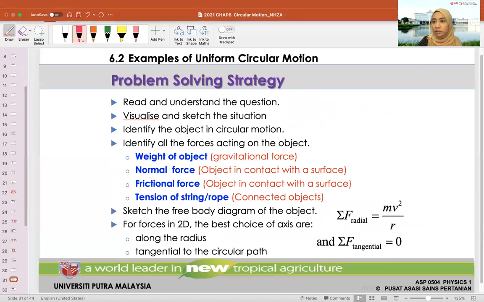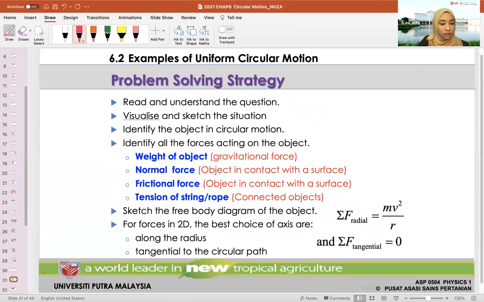Okay, problem solving strategy. We try to cover one problem example. Later we finish the class. So read and understand the question, visualize and sketch. Identify the object in circular motion, because we need to draw its free body diagram. Identify all forces acting on the object: weight, normal, friction, tension, if they have any. Sketch the free body diagram of the object. For forces in 2D, the best choice of axes are along the radius and tangential to the circular path.